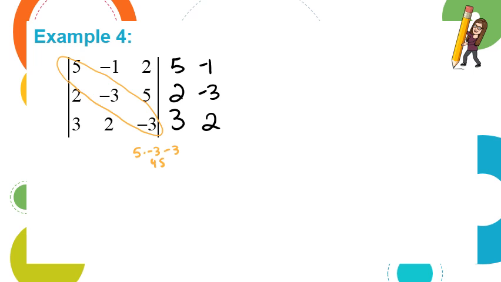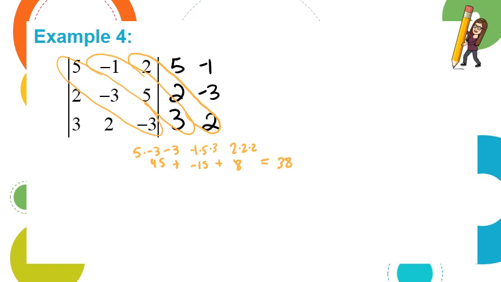Then I have a value of -1 times 5 times 3. So that gets me to -15. Then I have my last diagonal going down, which is 2 times 2 times 2. That gets me to 8. Okay, I want to find the total of those diagonals. So we end up with 38.